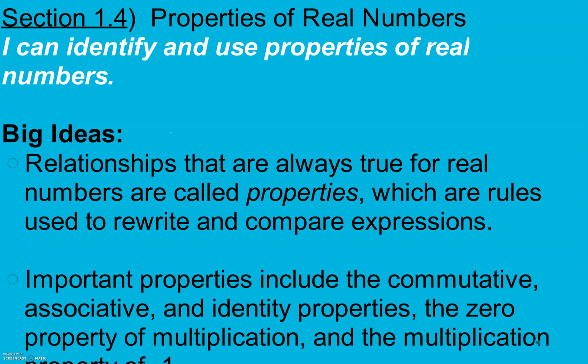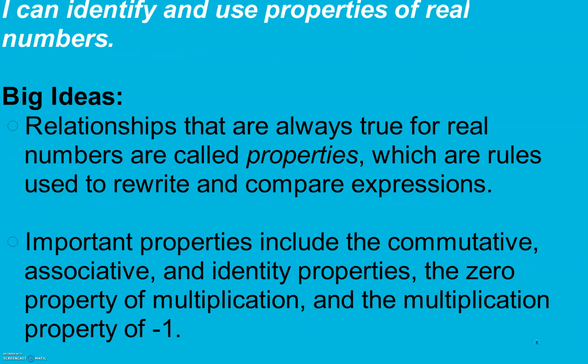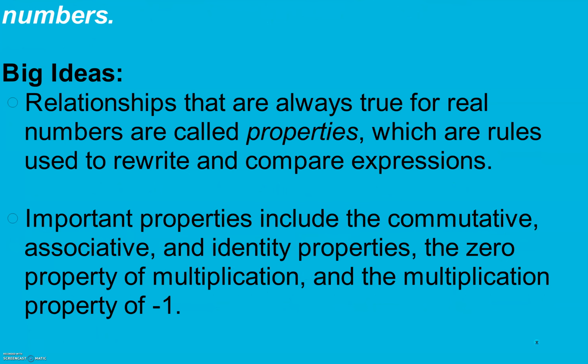Section 1.4 is properties of real numbers. I can identify and use properties of real numbers. Big ideas here. Relationships that are always true for real numbers are called properties, and those are rules used to rewrite and compare expressions. Important properties include the commutative, associative, and identity properties, the zero property of multiplication, and the multiplication property of -1.